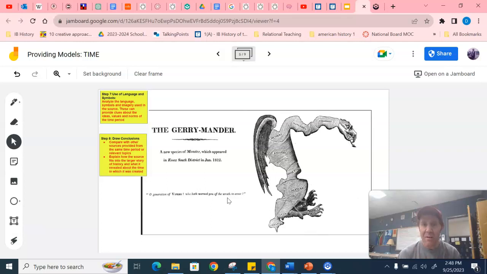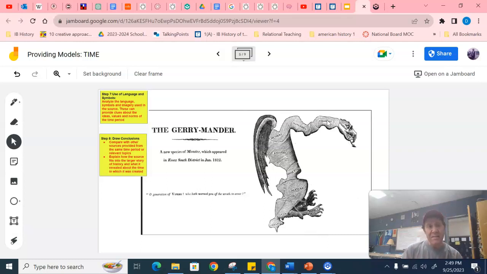The symbols here, drawing or redrawing this district map in the shape of a monster, gives it an inherently negative connotation. So there's some symbols there about the ideas or the values and beliefs of the editor of the Boston Gazette. And then once again, using the name of the governor to name this monster gives you some clues here about the ideas and values of that time period.